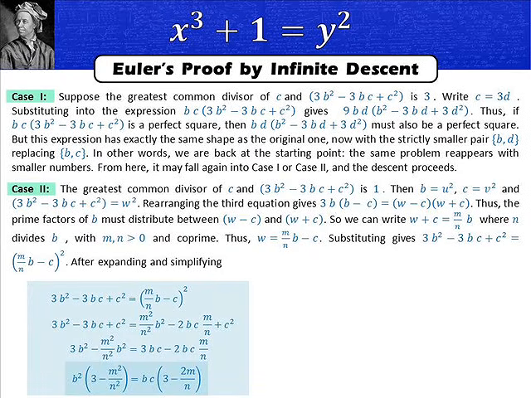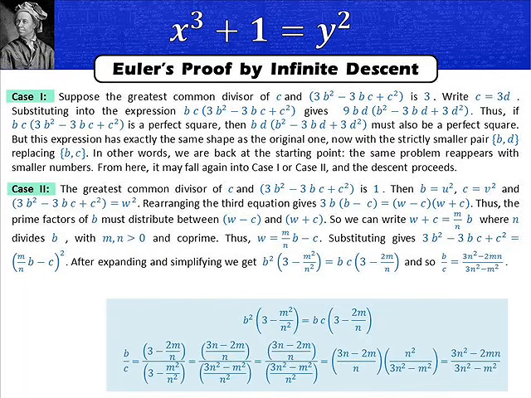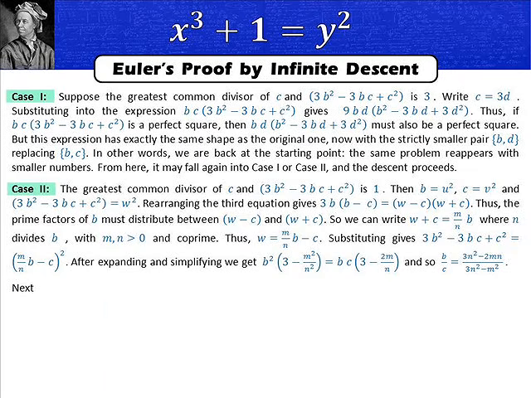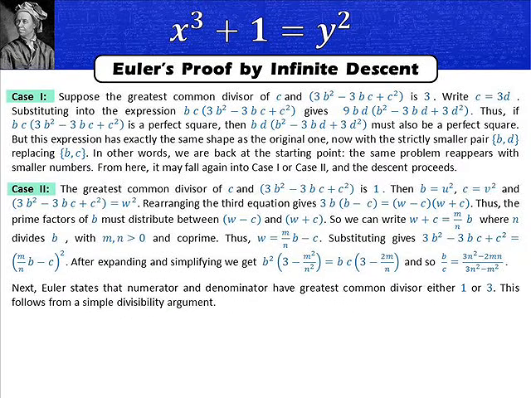After expanding and simplifying, we get b squared times 3 minus m squared over n squared equals b times c times 3 minus 2m over n. And so after simplifying, we have b over c equals 3n squared minus 2mn over 3n squared minus m squared. Next, Euler states that numerator and denominator have greatest common divisor either 1 or 3. This follows from a simple divisibility argument.